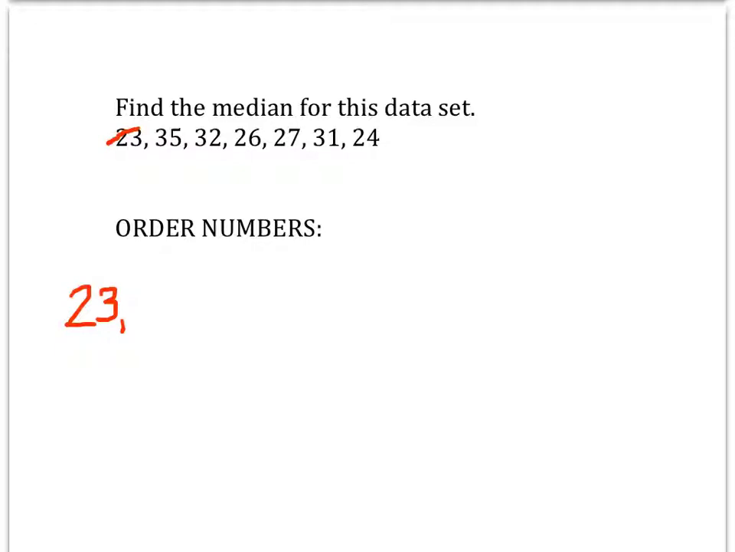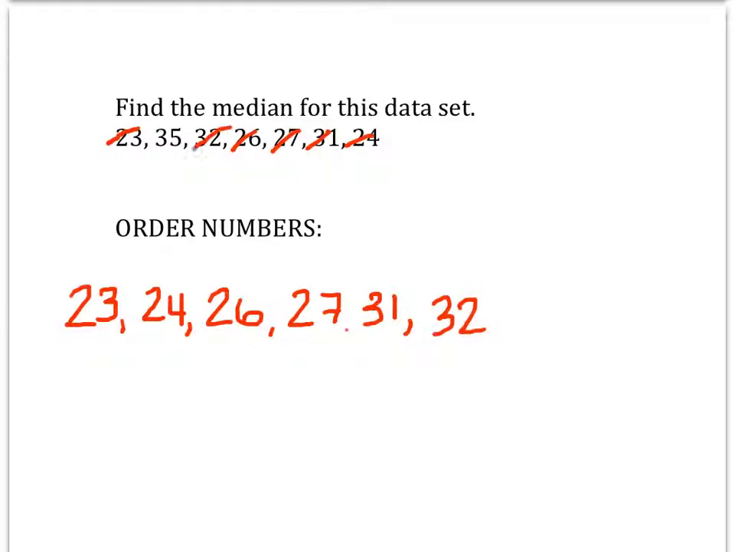The next number is going to be 24. Cross it off, put a comma. Then you have 26. Cross it off. 27. Cross it off. Then you have 31, 32, and 35.